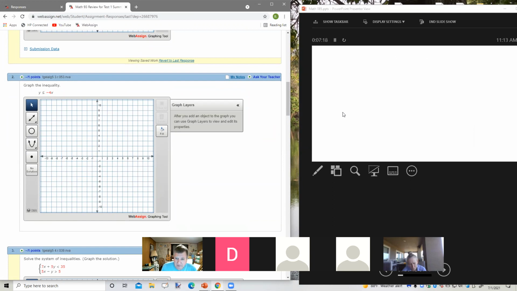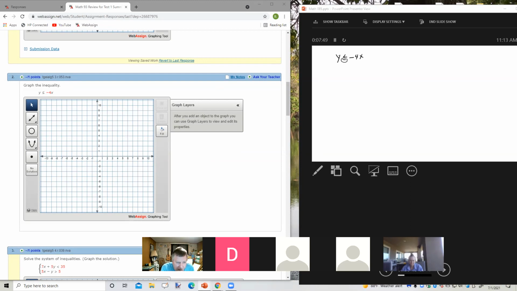So I've got this inequality, which isn't going to work until I click on that. y is less than or equal to -4x. Okay. So already I know that my line is going to be solid because it includes the equals to.